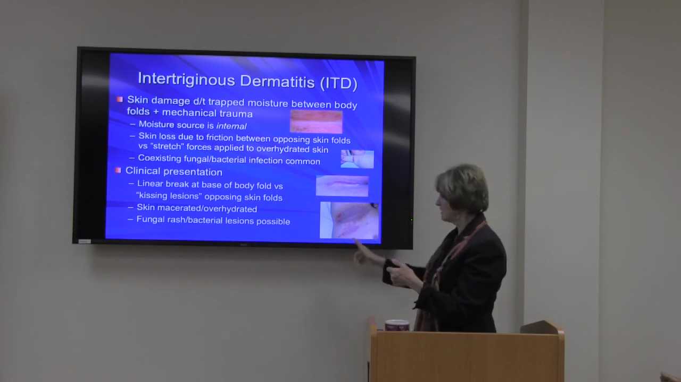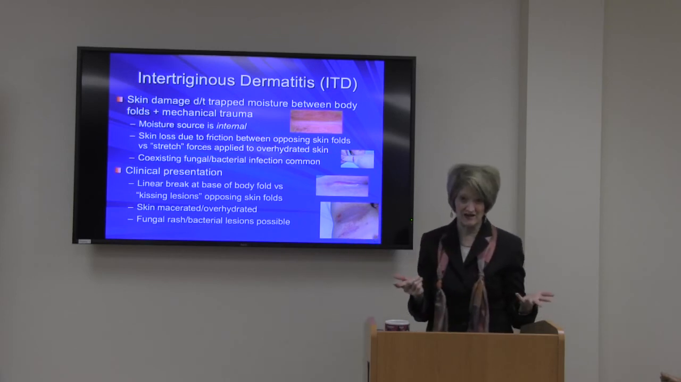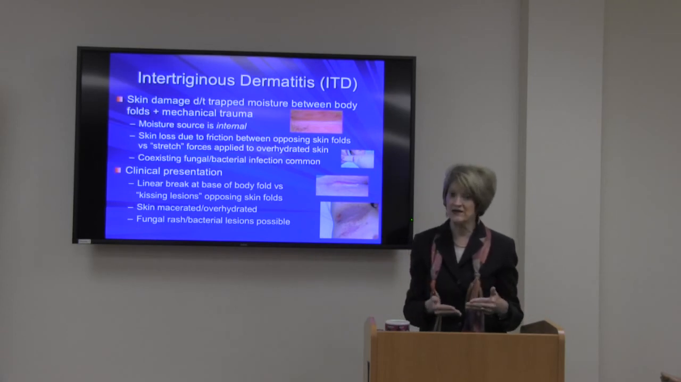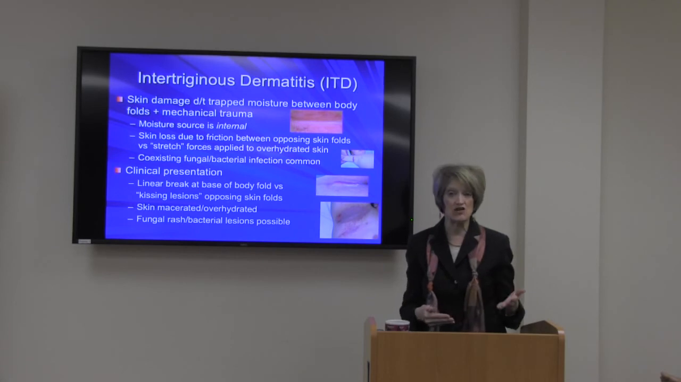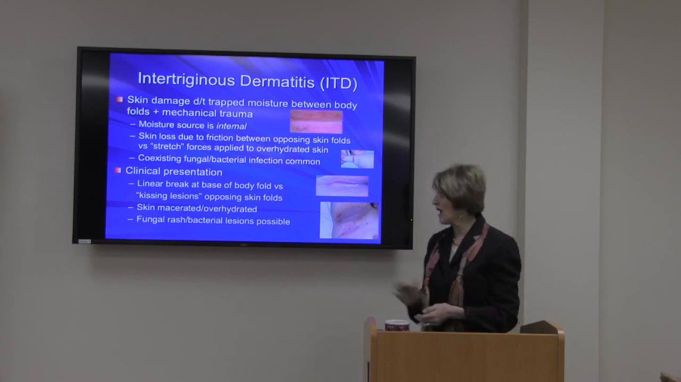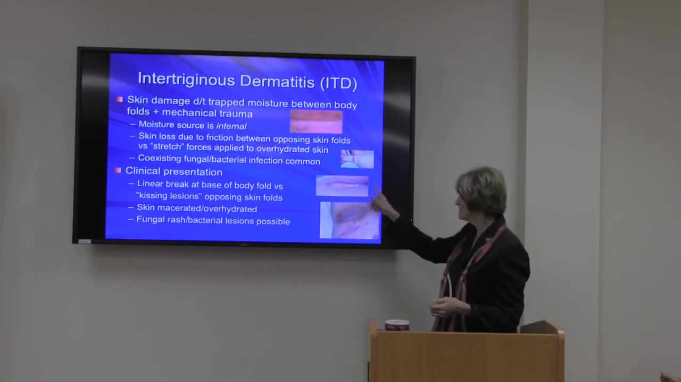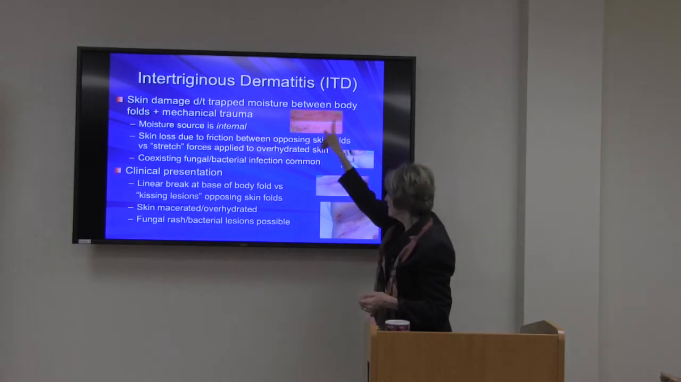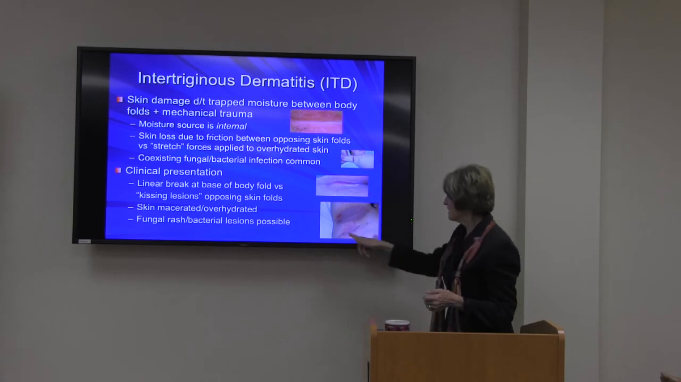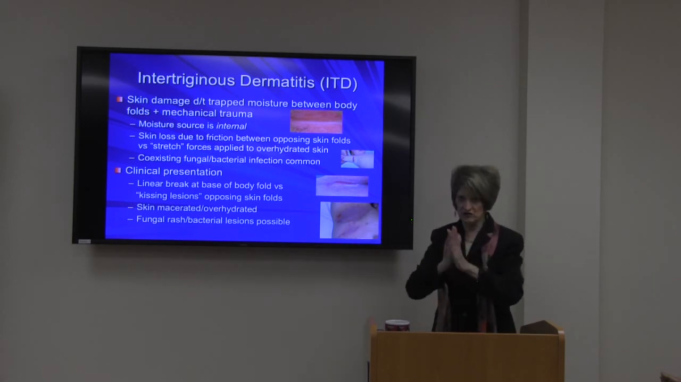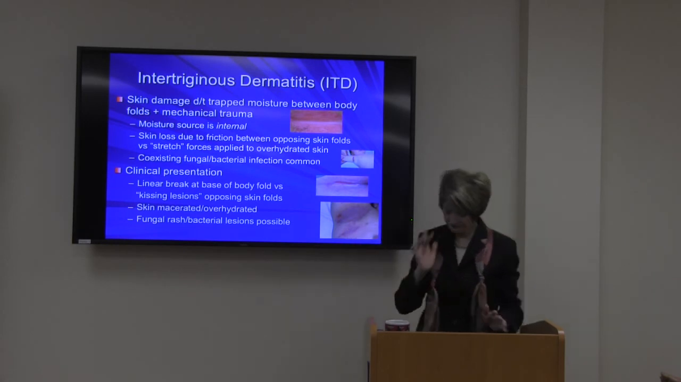Also remember that this is a very moist area. Fungus loves moisture, so it's very common to see a coexisting fungal infection. Sometimes you'll get a coexisting bacterial infection, so you just have to be aware of that. So how do they present? Either a linear break, you see a linear break here, linear break here. You see that the surrounding skin is very macerated. Here you see a coexisting candidiasis in addition to kissing lesions, okay? Superficial lesions on either side of the skin fold.